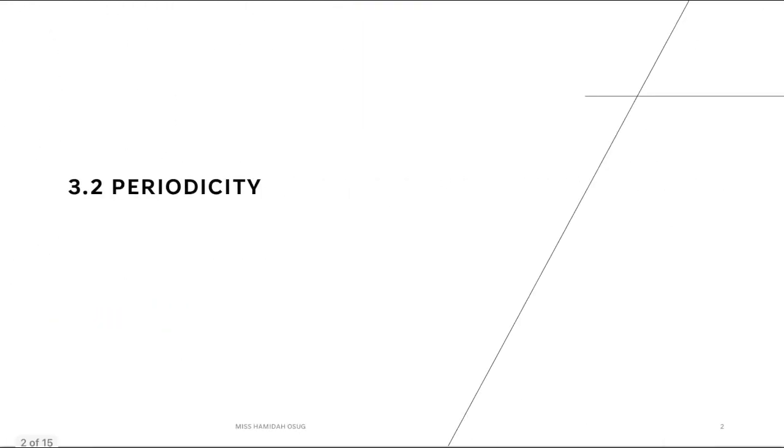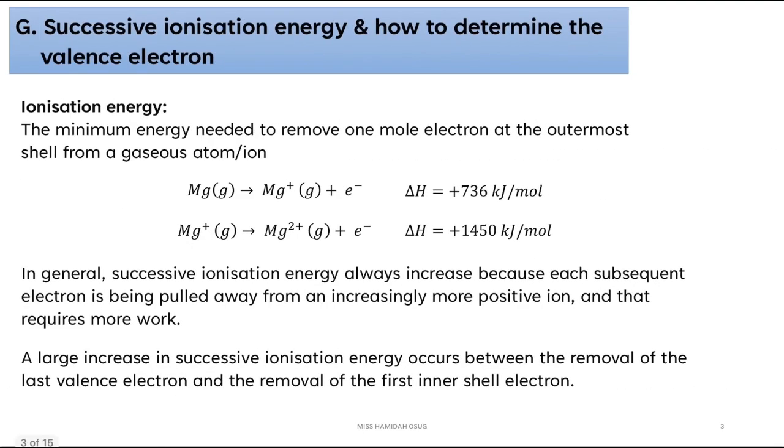So we are still in chapter 3, the periodic table. This is a video of periodicity part G. In this video we will be talking about successive ionization energy and how to determine the valence electrons based on the successive ionization energy. We already learned about ionization energy in the previous video.